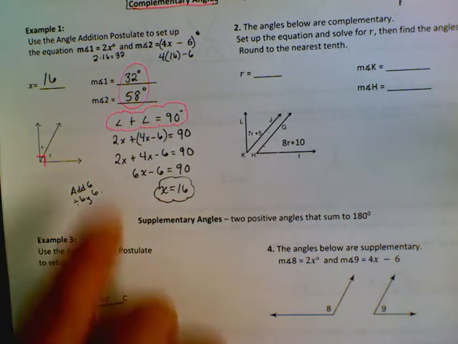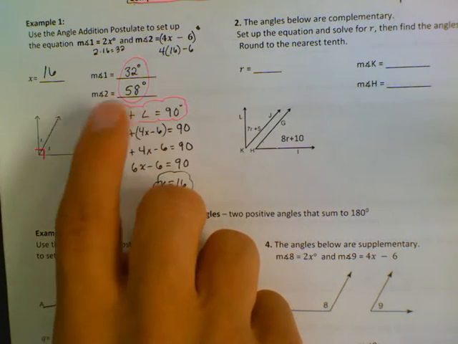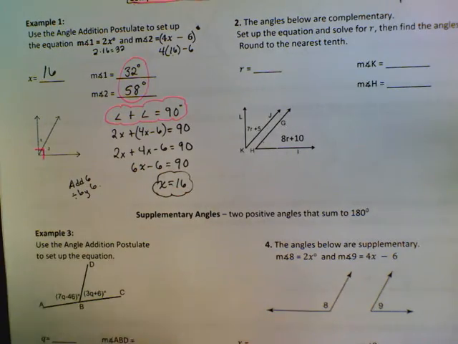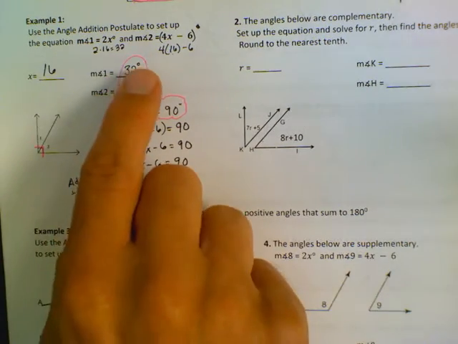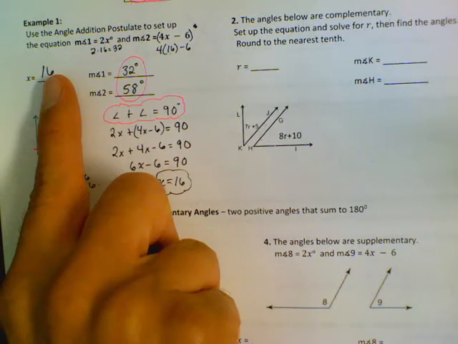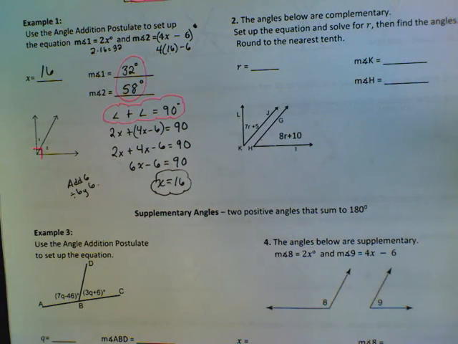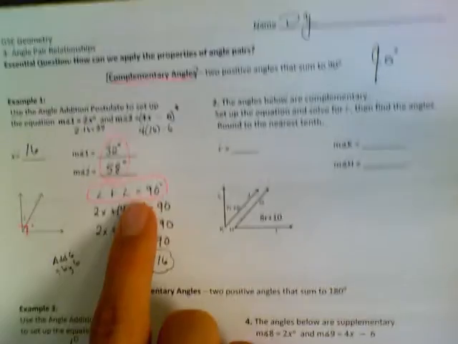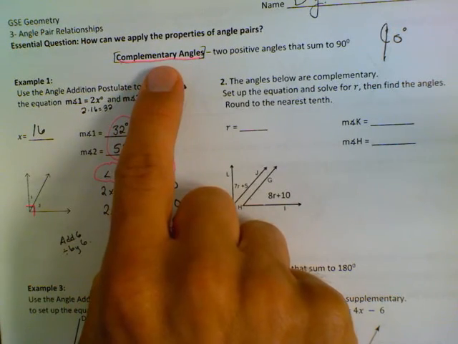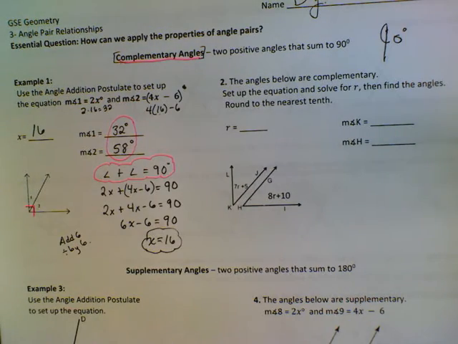So, for example, what if I set the angles equal to each other? Well, if I set them equal to each other, then I would get a value for x, and when I plugged it back in, these two numbers would be equal. Okay, so it all depends on your setup. Your setup has to match up with the word. You get what I mean?